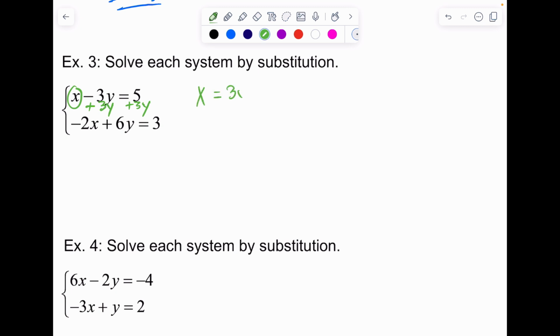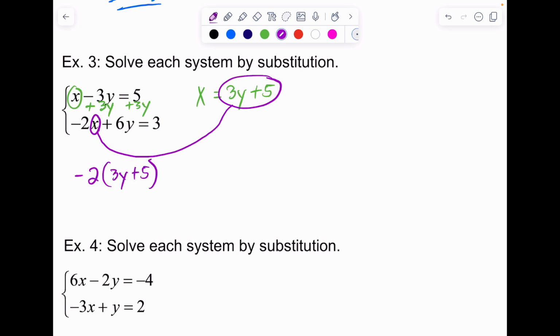X equals 3y plus 5, which I'm going to go ahead and substitute into the x of the other equation. So I've got negative 2 times x, which is 3y plus 5, plus 6y equals 3. Always remember to distribute. Negative 6y minus 10 plus 6y equals 3. And look at what happens here.